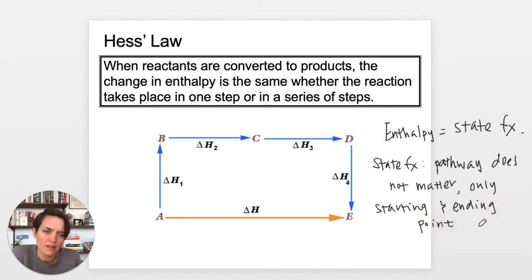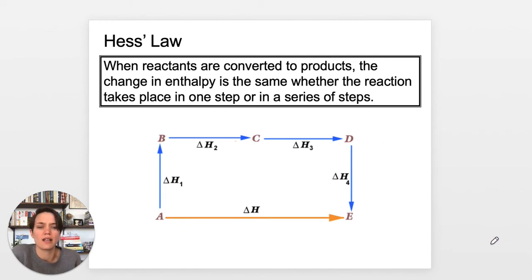So the pathway doesn't matter. All that matters is that starting and ending point, right? So it's a state function. So here's a really nice conceptualization of that. That means that if we're interested in A going to E, that's going to have an associated delta H.